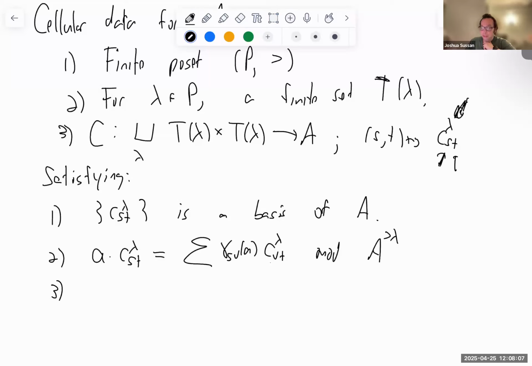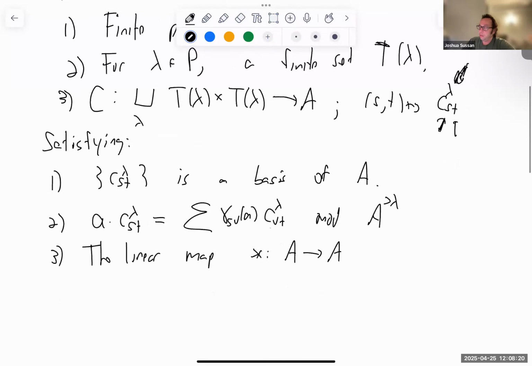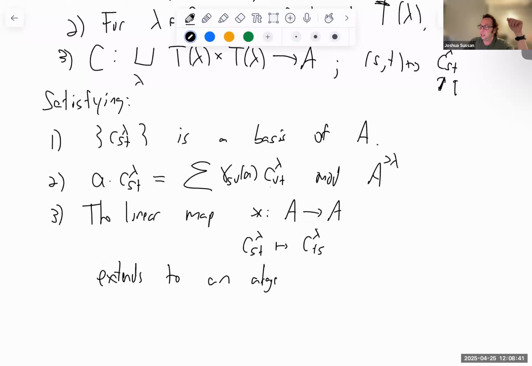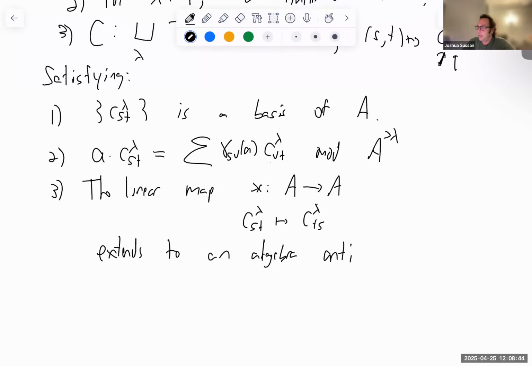And then the third axiom is that the linear map star from A to A, where a basis element C_ST^lambda goes to C_TS^lambda. So this is not an algebra map. This is just a map of vector spaces where we're swapping the bottom two indices of our basis elements. But we're going to assume this extends to an algebra anti-automorphism. And all these axioms are important, but I wouldn't worry too much about these.